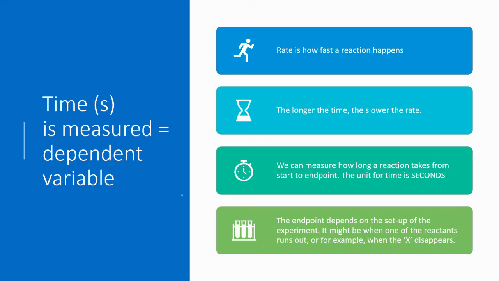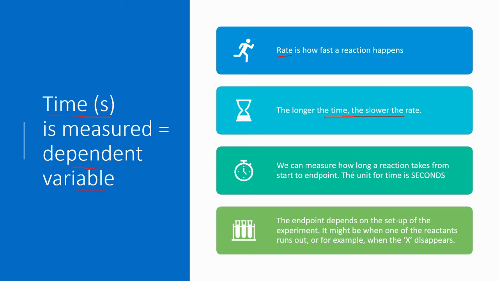Okay, so remember, rate is what we're trying to find, but what we actually measure is time. So time is our dependent variable. Time for the cross to disappear, or time for the reactants to be used up. So the longer the time, the slower the rate. So it's the inverse. So time is long, rate is small, and vice versa.